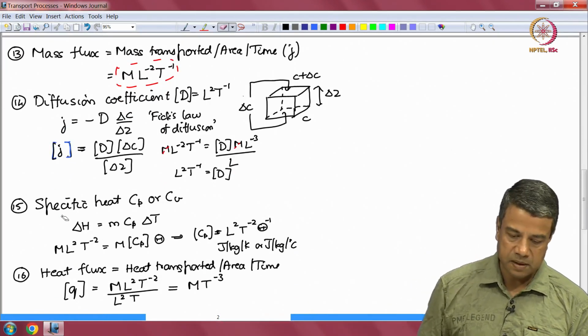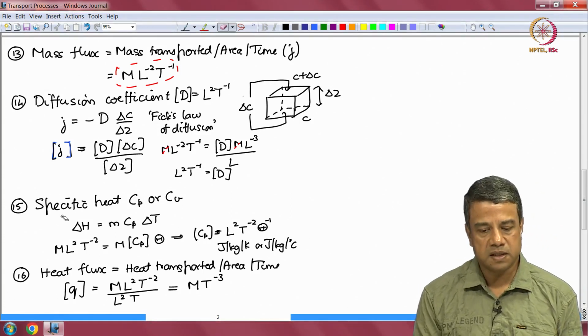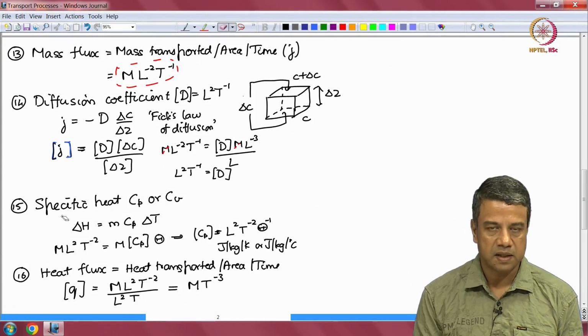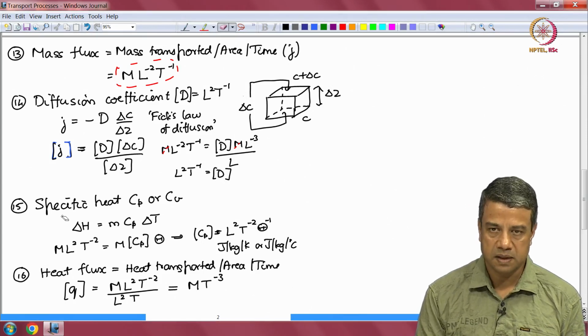And we had looked at some dimensions which are of relevance to this course. The mass flux, mass transported per area per unit time, M L to the minus 2 t inverse, mass per area L square per time.